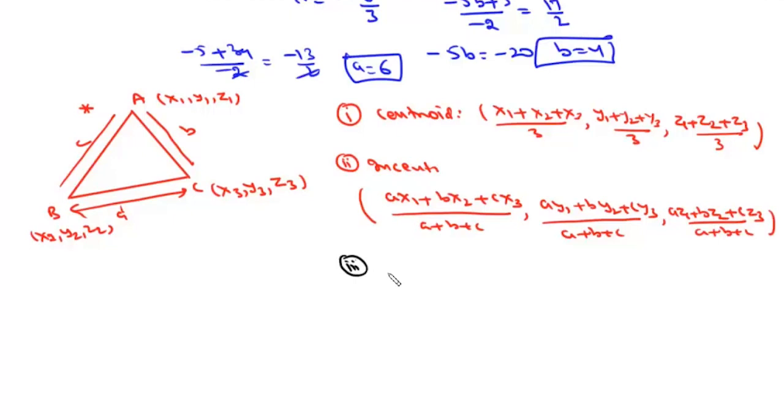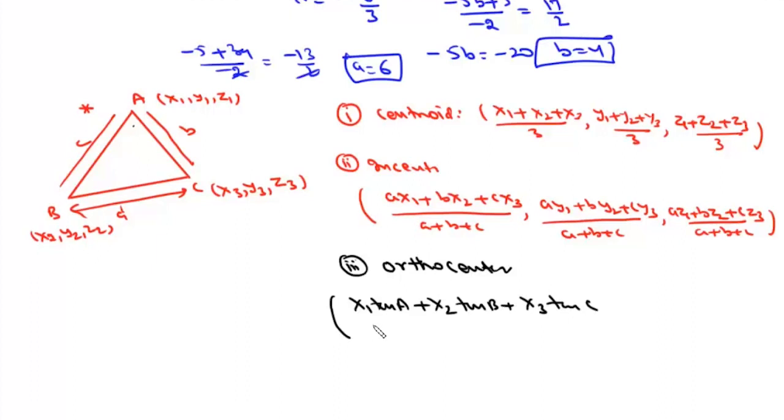We can also find orthocenter. Orthocenter of this triangle. So if we know all the three angles A, B and C, then we can write orthocenter as x1 tan A plus x2 tan B plus x3 tan C upon tan A plus tan B plus tan C, and we'll repeat the formula for y and z, taking them as y1, y2 and y3 and z1, z2 and z3. So this is how we can find orthocenter.